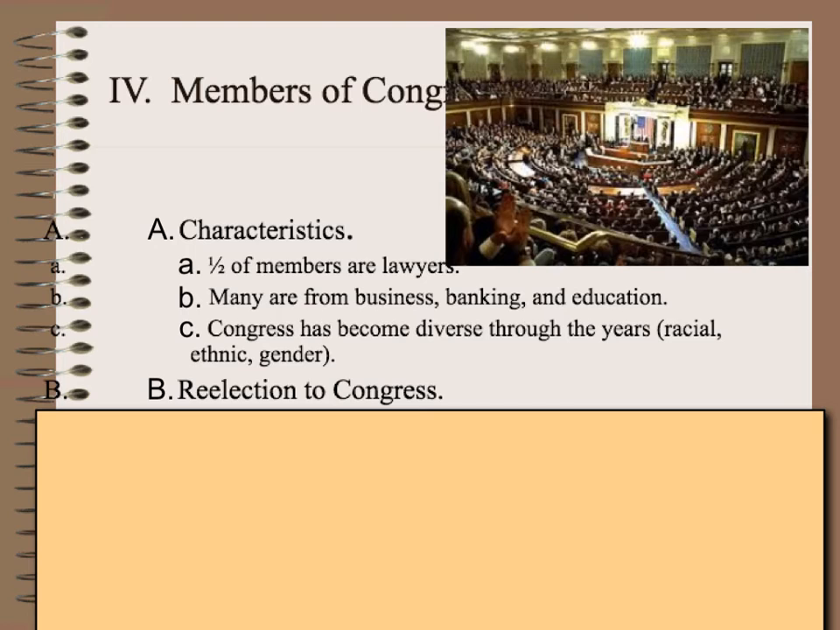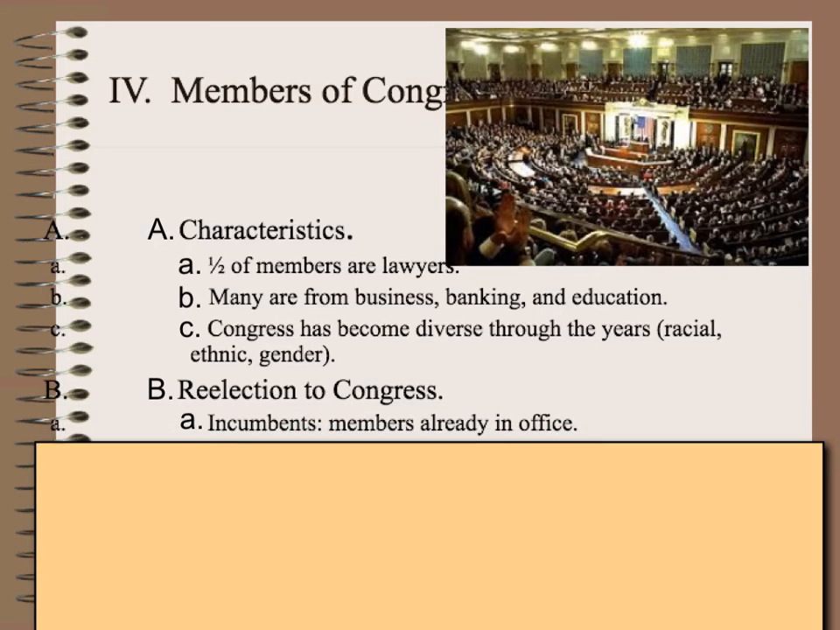Big letter B, re-election to Congress. Again, I've used this term before. It's a vocab term: an incumbent, members already in office. So if there's an election coming up and somebody's trying to win back their seat, say a representative going for another two years, they're going to run an election to try to win back their seat. They are the incumbent. The person who is trying to run against them to take their seat is the challenger.